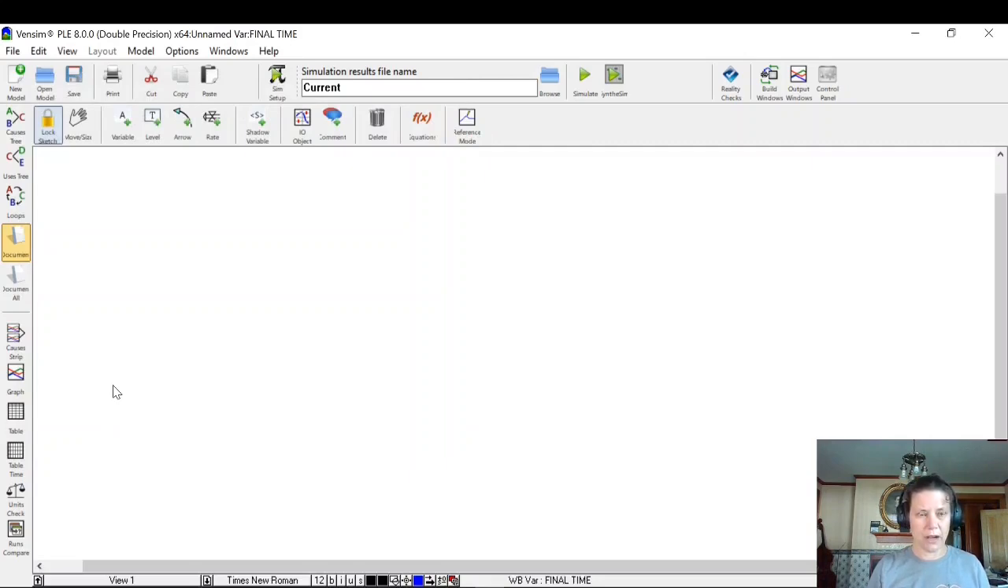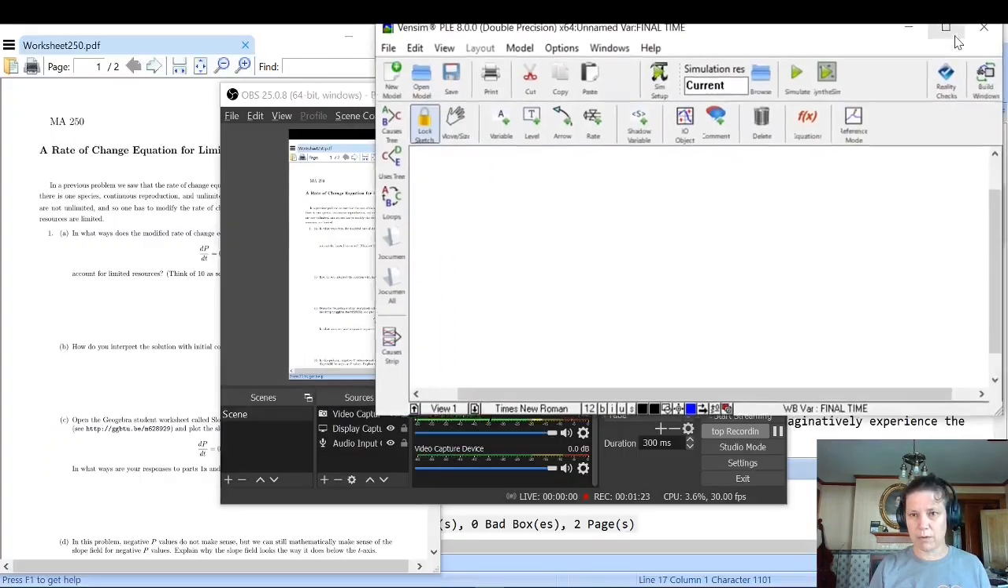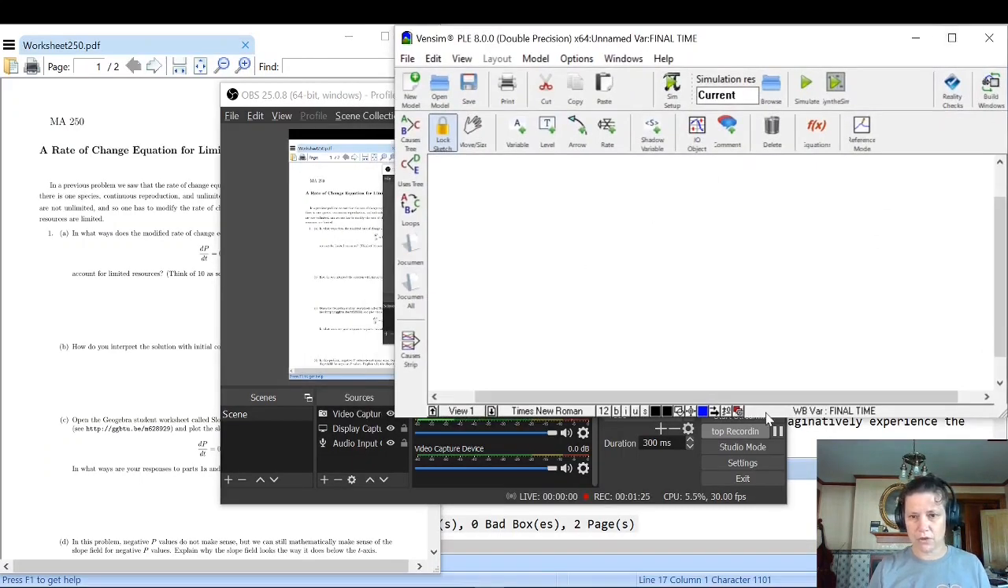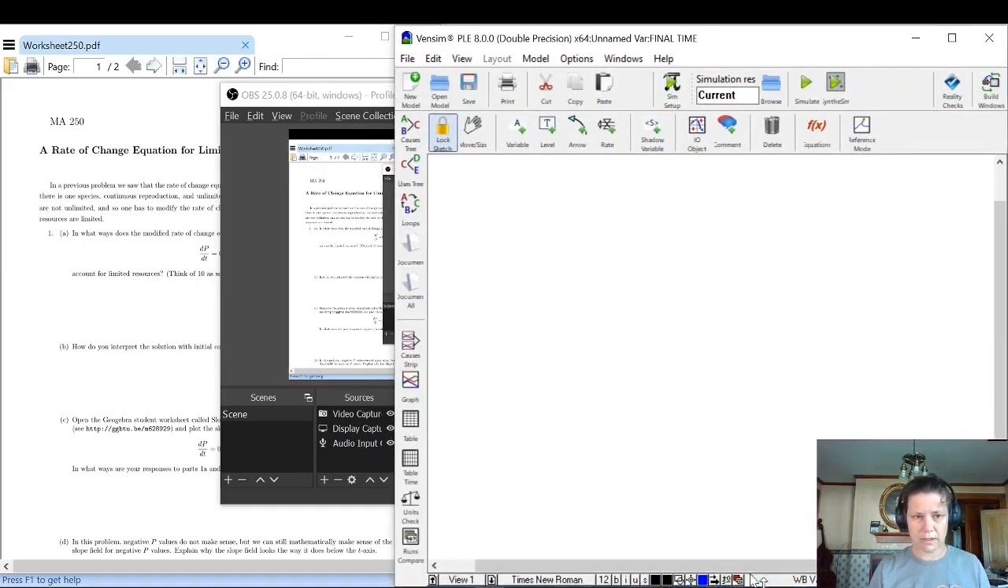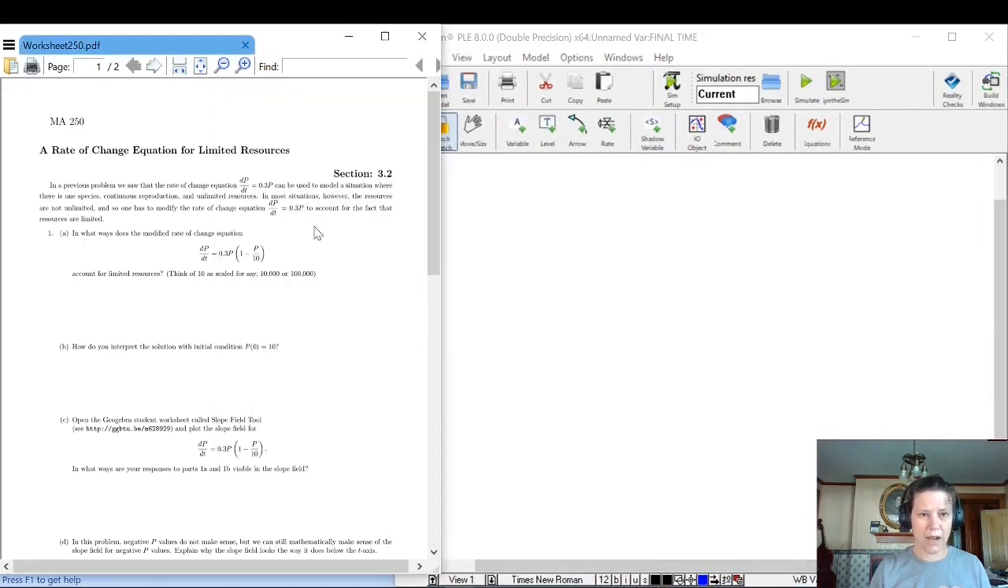So here we are, and let's look and see what we're supposed to be doing. So if we come over to our model, we are looking to create a differential equation which says the rate of change of the population is equal to 0.3, that's our growth rate, times our population, times 1 minus our population divided by 10.